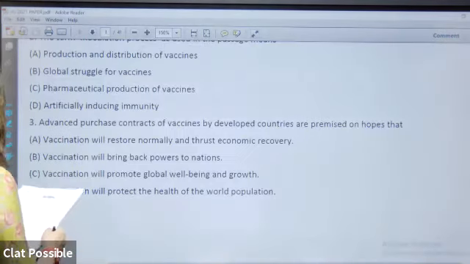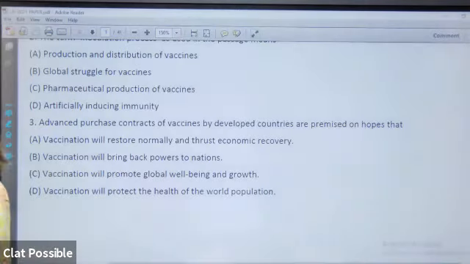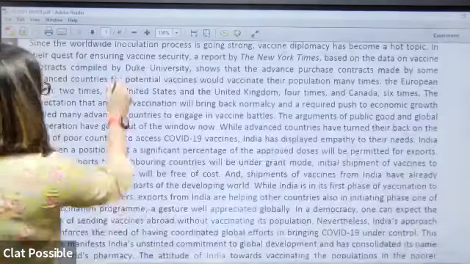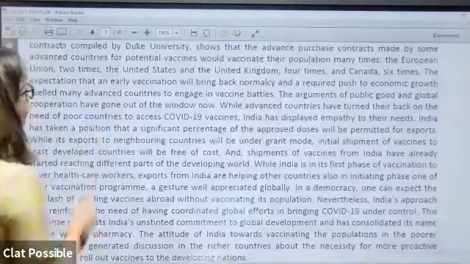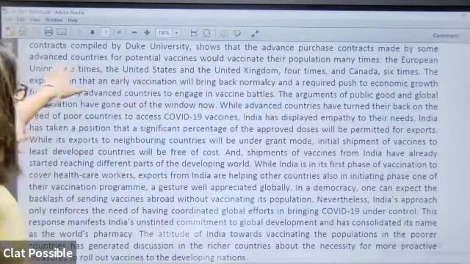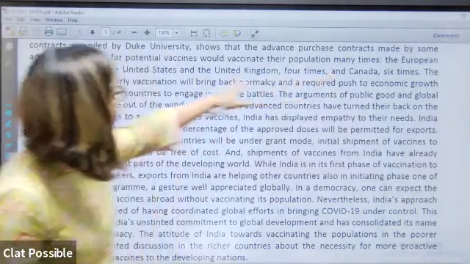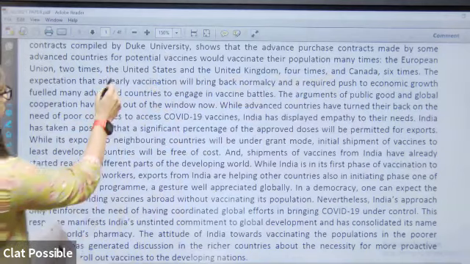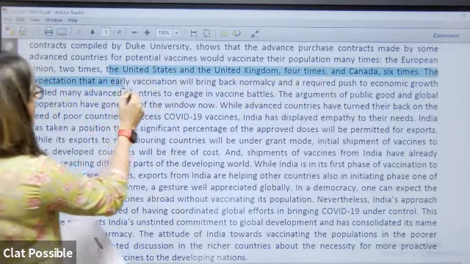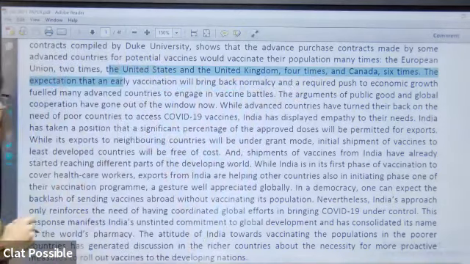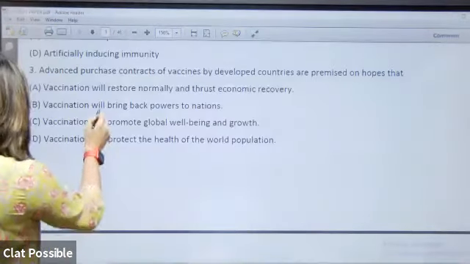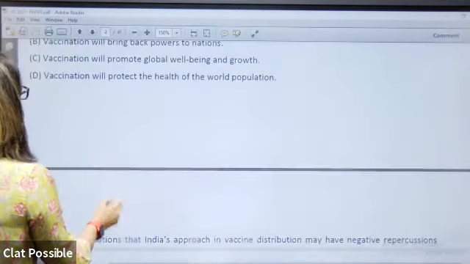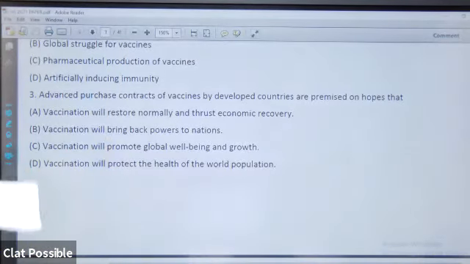Advance purchase contracts of vaccines are premised on the hopes that, so if you go back and read this part, in the first line, the author says these countries could vaccinate their population many times, as you can see in the third line here, with the expectation that an early vaccination will bring back normalcy. Can you see this? So why are they inoculating their public many times? To bring back normalcy. So that would be which answer here? Basically, option A, bringing back normalcy.